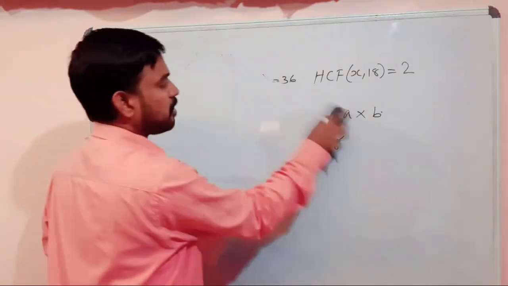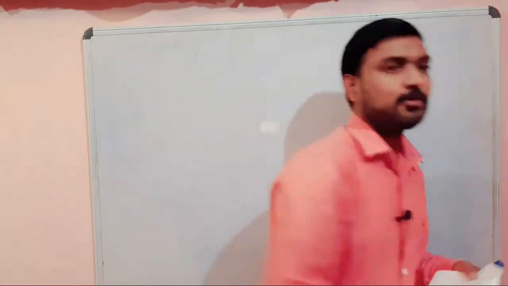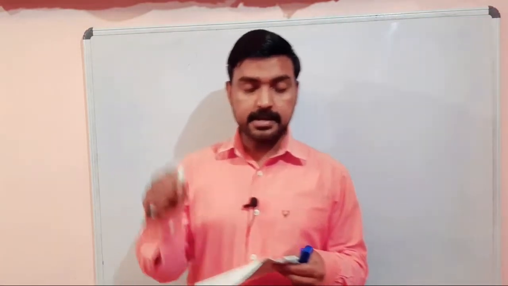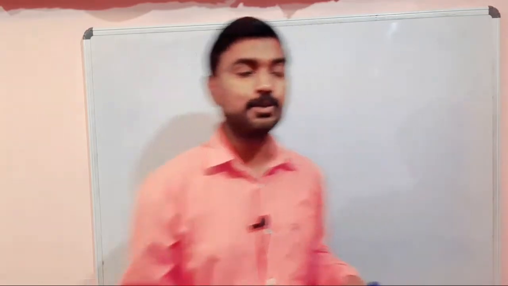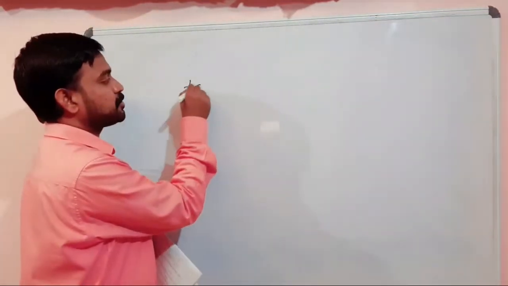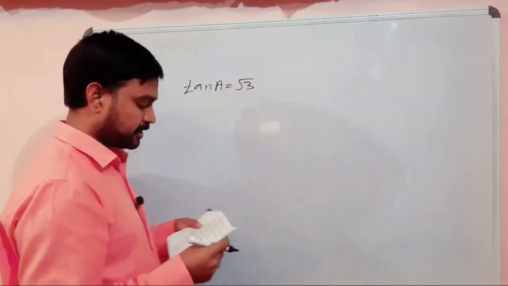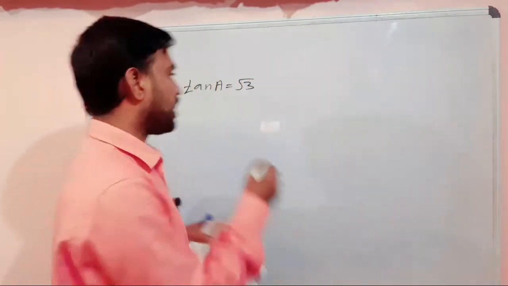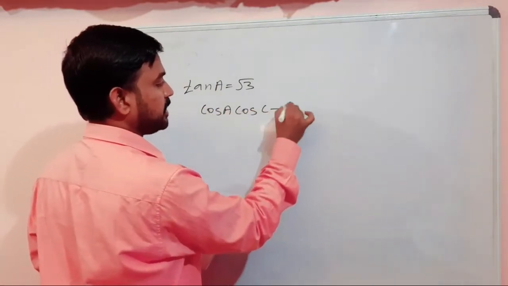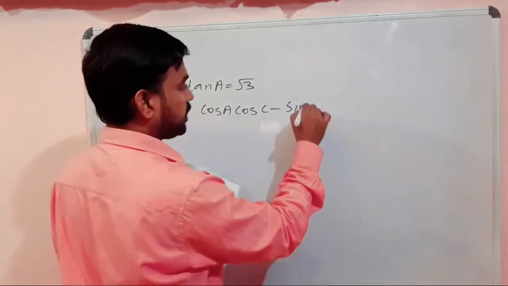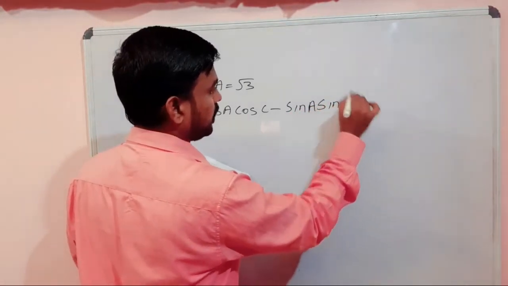Now we are going to enter the next question, question number 13. In triangle ABC, right angled at B, if tan A is equal to root 3, then what is the value of cos A cos C minus sin A sin C? We need to find the value of this.